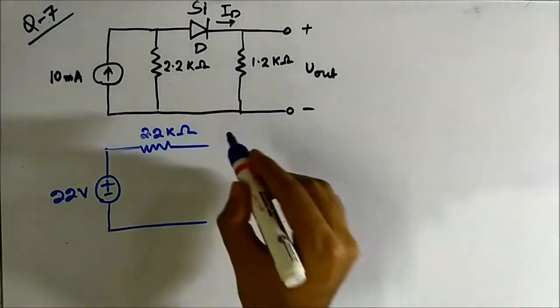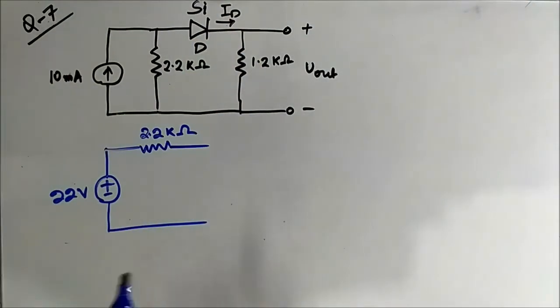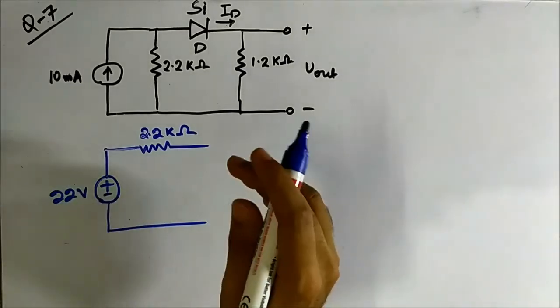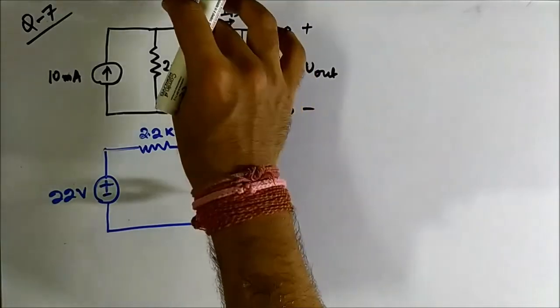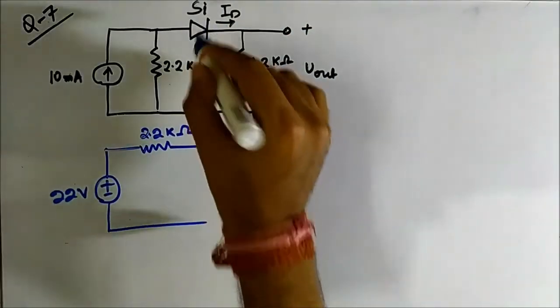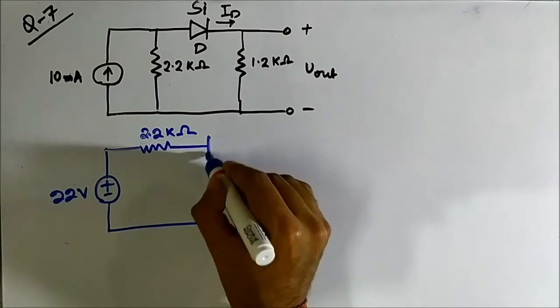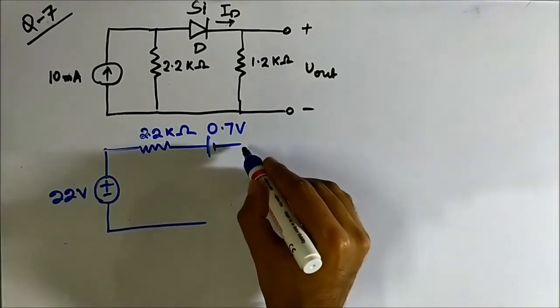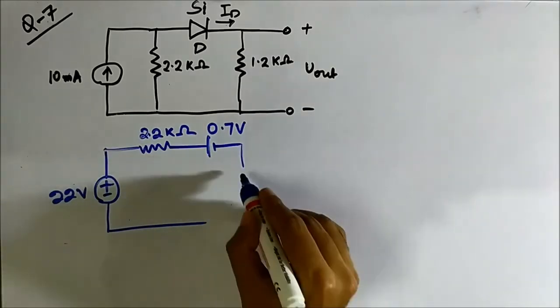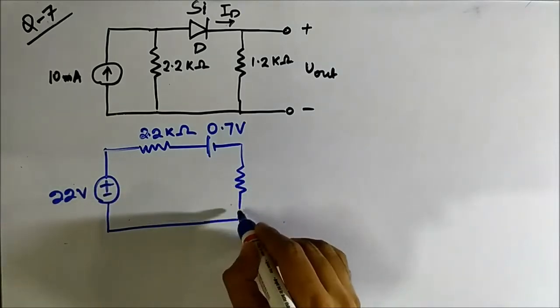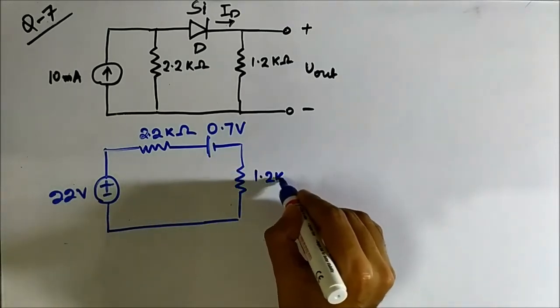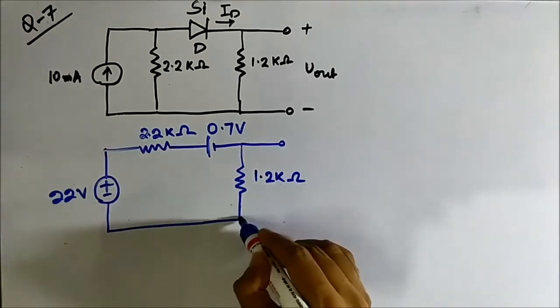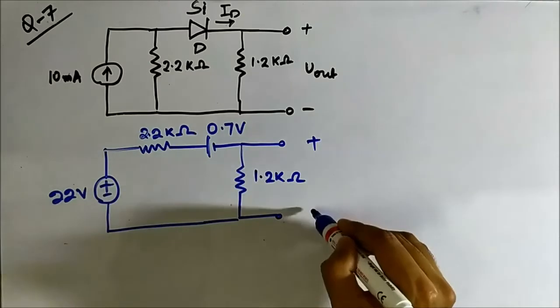Now let us assume that this diode is on. So we will replace it with its equivalent circuit. There has been no mention of any forward resistance, so we will replace it with its barrier potential or built-in potential, which is 0.7 volt. And then we have this resistor, 1.2 kilo ohm. This is the output here.